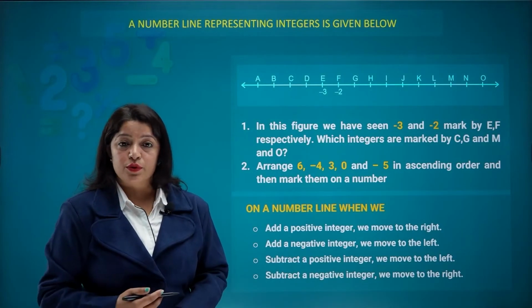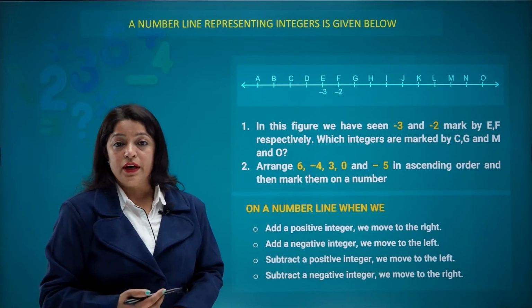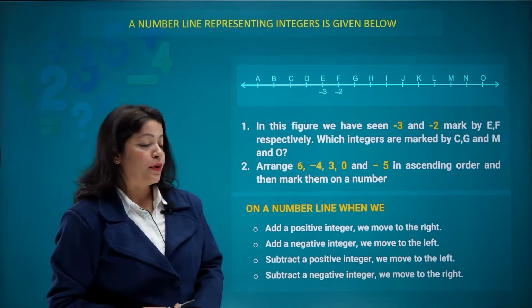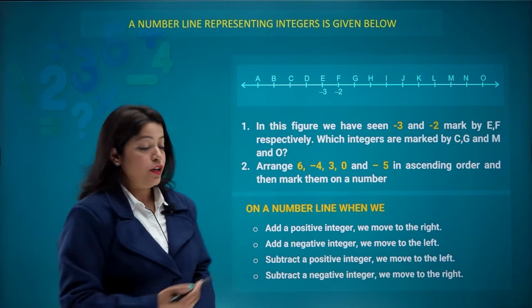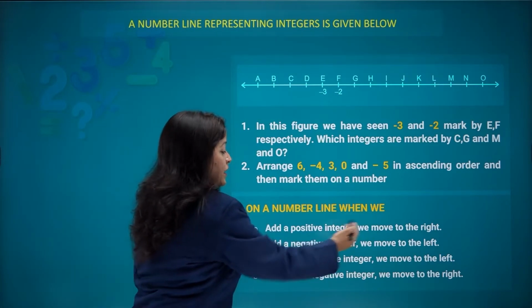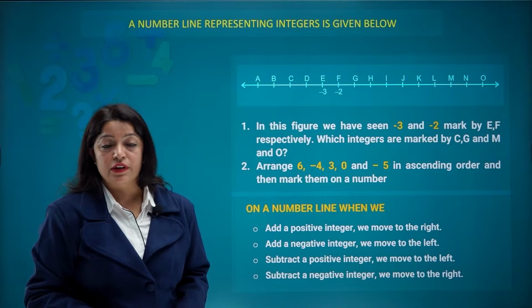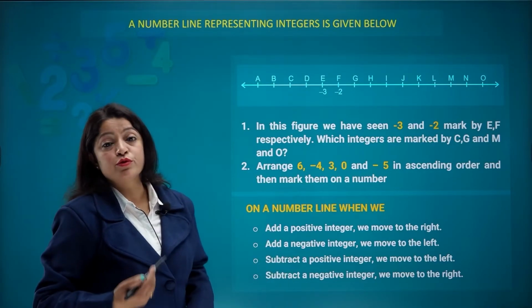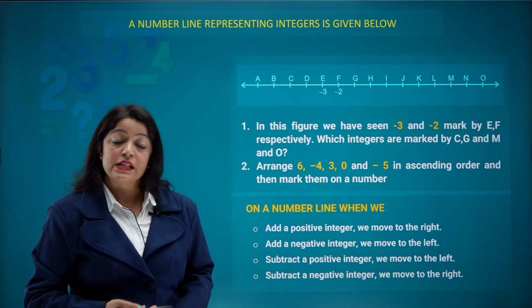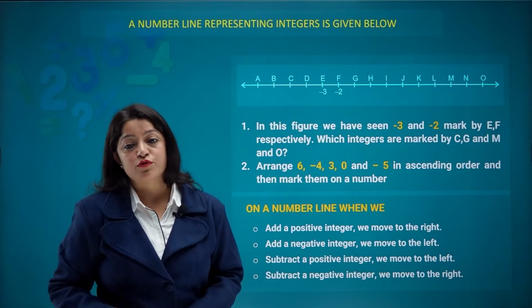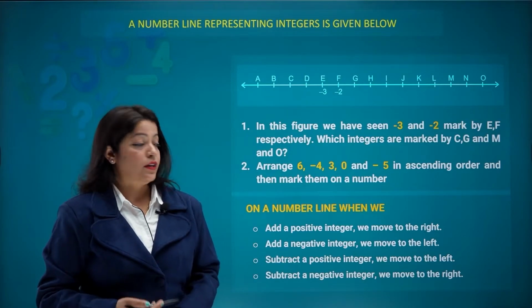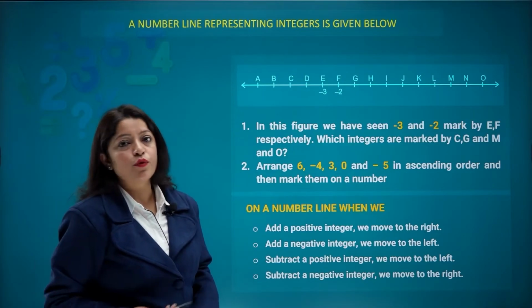Let us come to the conclusion that on a number line, when we add a positive number, we move to the right. So whenever you are moving to the right, that means you are adding a positive integer. Adding a negative integer, we move to the left. Similarly, subtracting a positive integer, we move to the left again, and subtracting a negative integer, we move to the right. Now, what do you understand by these 4 lines?